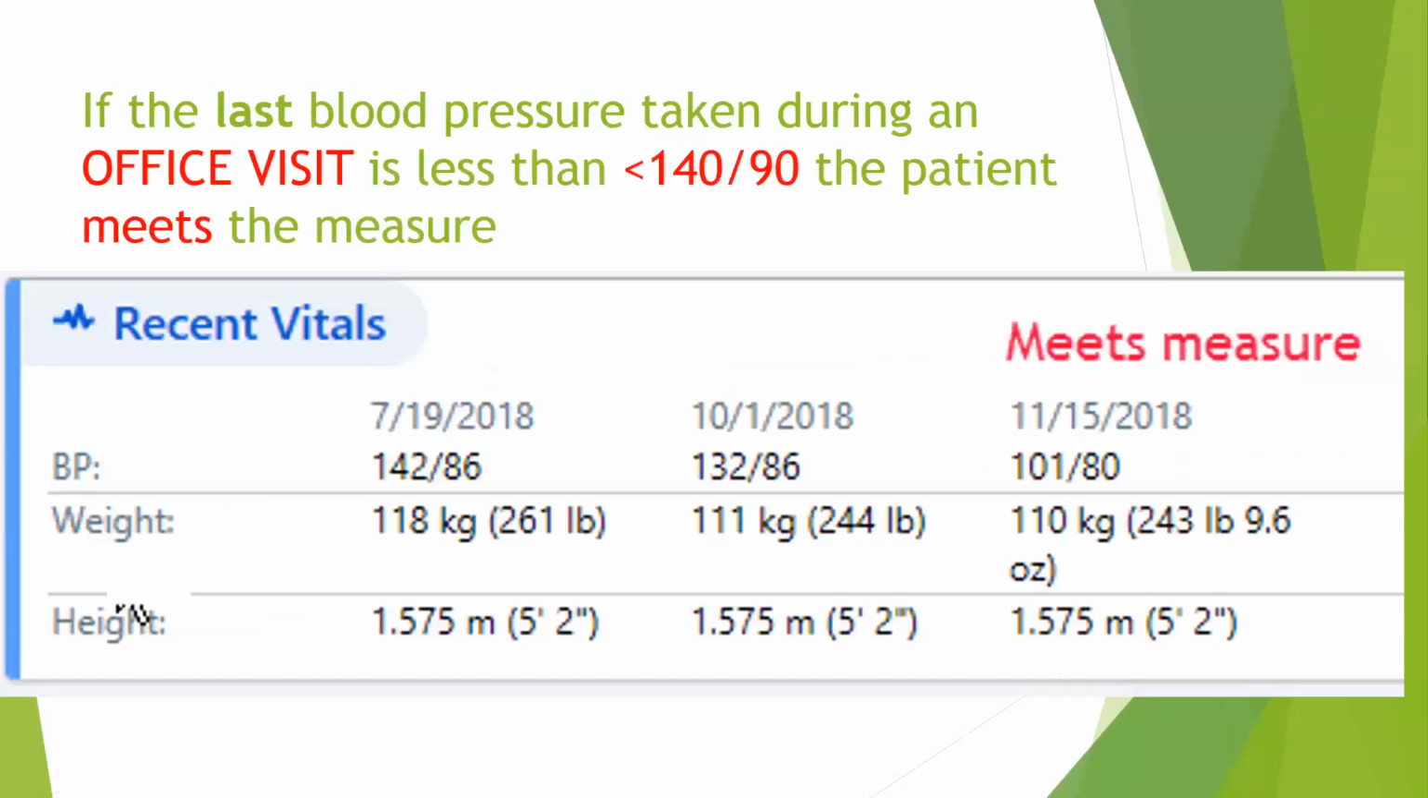Okay, so the last blood pressure taken during an office visit is less than 140/90. If it is less than that, this will be considered meets the measure. This is a screenshot of a vital sign of a patient, and it indicates that the blood pressure measure is 101/80, and that metric meets the measure.